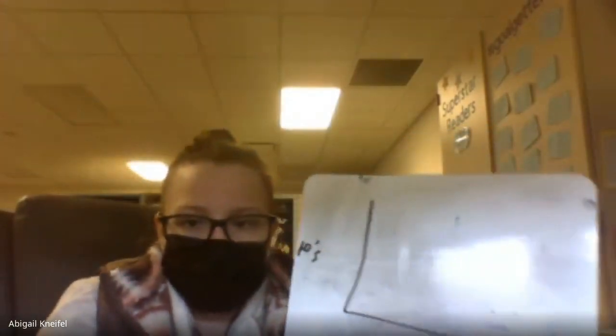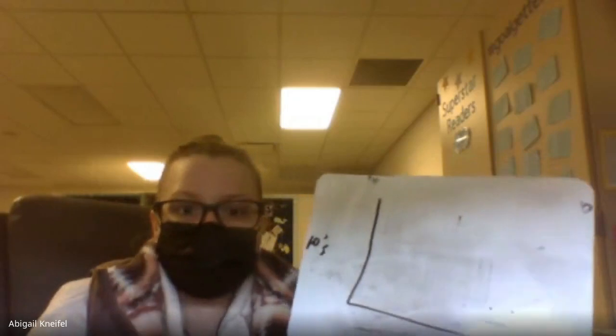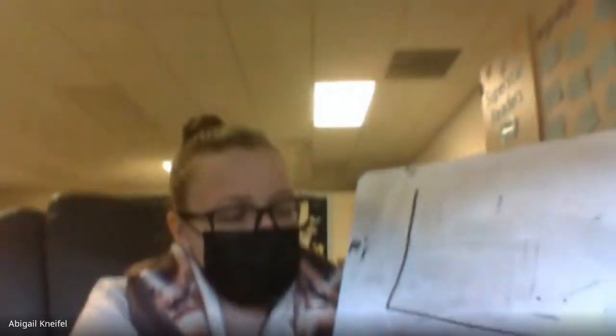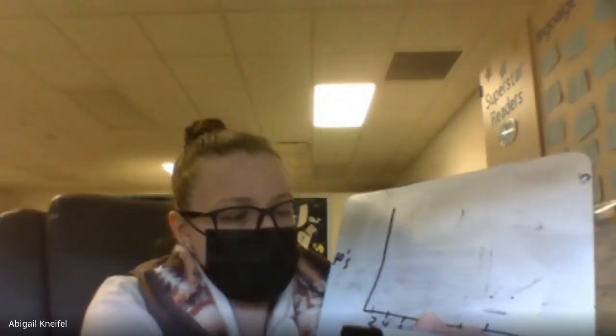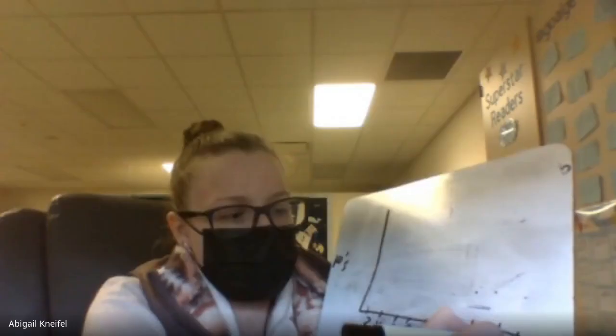So if Mrs. Kneifel wanted to count by 10s on this side and 2s by this side, is anyone brave enough to tell me what my numbers are going to be down here? Out loud, not in the chat. I want to count by 2s on the bottom. Haley, can you tell me what my numbers on the bottom are going to be? I'm counting by 2. 2, 4, 6, 8, 10, 12. Yep, and if we continue to be 14, 16, 18, I'm almost in the space.